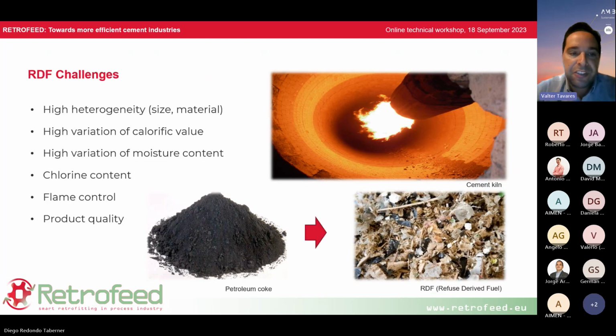The RDF has advantages, but comparing it with the traditional fossil fuel, petroleum coke, we easily see the challenge associated with this replacement. We are replacing a homogeneous fuel in powder form with a high calorific value by a very heterogeneous fuel with a lower calorific value and high humidity. This poor quality fuel will cause instability in the production process and quality problems in the clinker. This was the challenge presented to our project partners. What changes should we make to be able to use more RDF? Next slide, please.